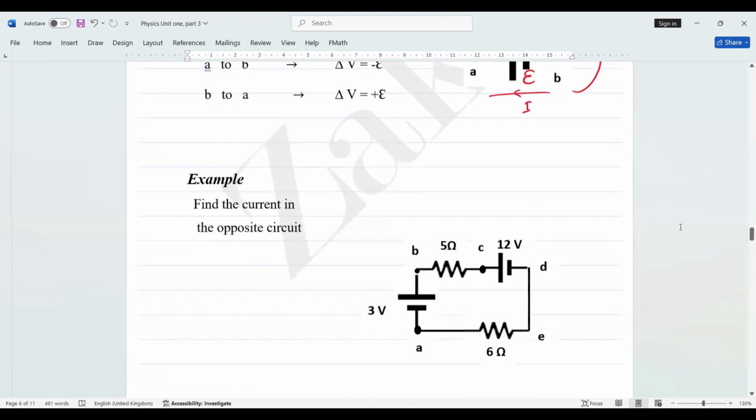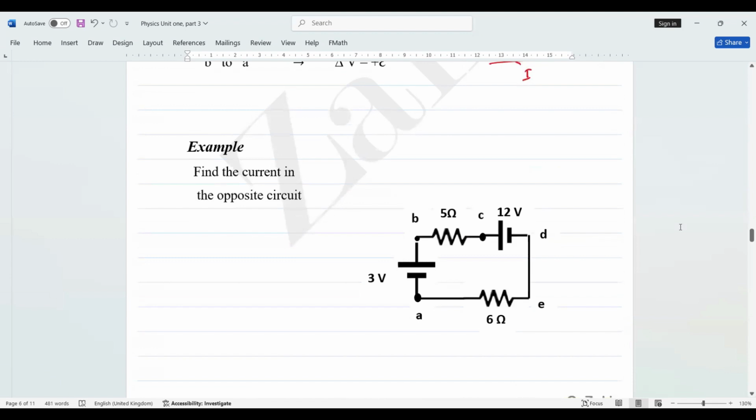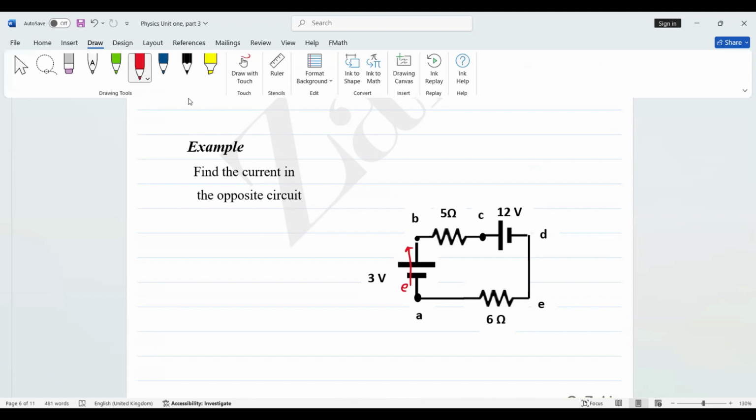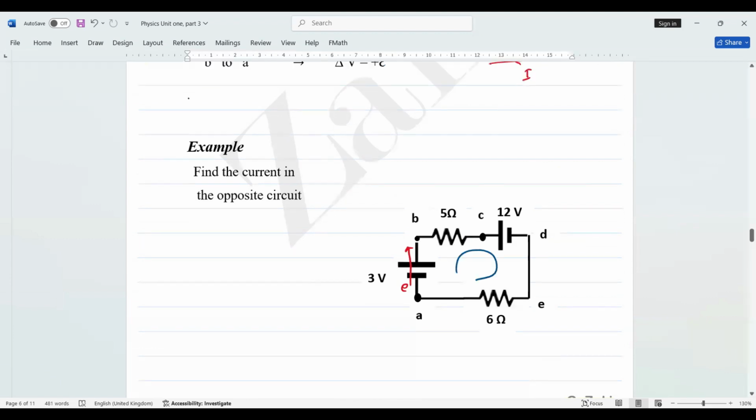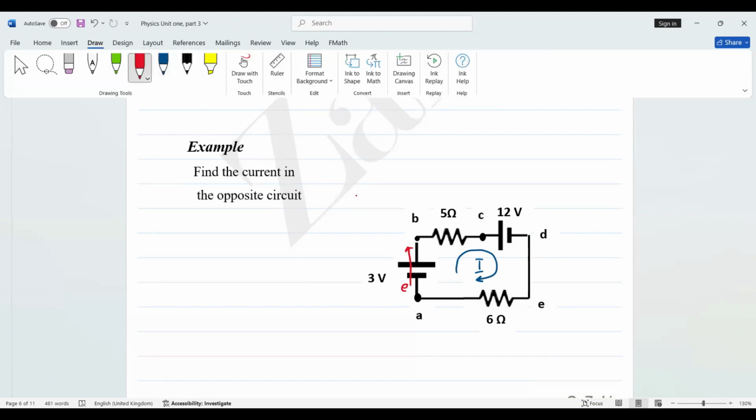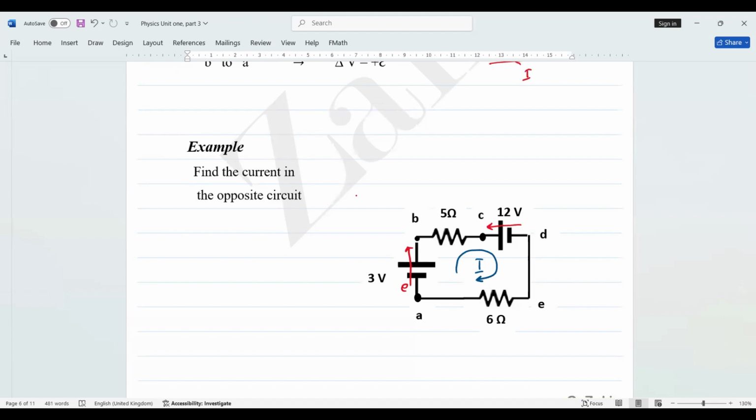Let us resolve the questions about this. Now, look at this question. Find the current in the circuit. Look, please, guys. First, we have to put the direction of electron flow. It's fixed. This is the direction of electron flow. It is separate from the direction of the current in the loop. Now, we suppose that the current in the loop is denoted by I. Let the current be I in this direction. Any direction, no problem. Now, here we have a cell, 3 volt, and we have another cell, 12 volt. Then we have to put the direction of electron flow in the other cell.